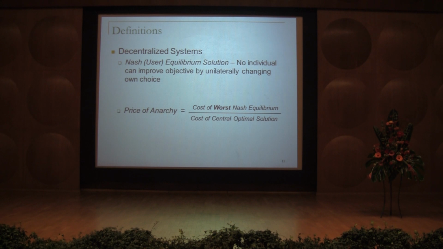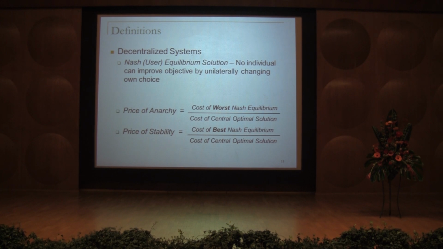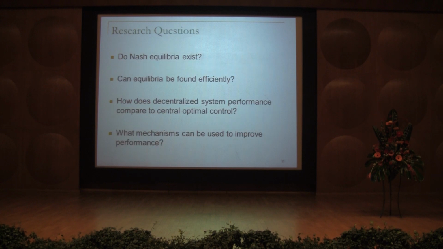The first is termed the price of anarchy, which is the ratio of the cost of the most costly equilibrium solution to that of the hypothetical central optimal solution. And the second measure is the price of stability. So how much do we need to sacrifice in terms of system efficiency to ensure that all beneficiaries are visiting a facility that is attractive to them? So the cost of the best equilibrium solution in comparison to that of the central optimal.